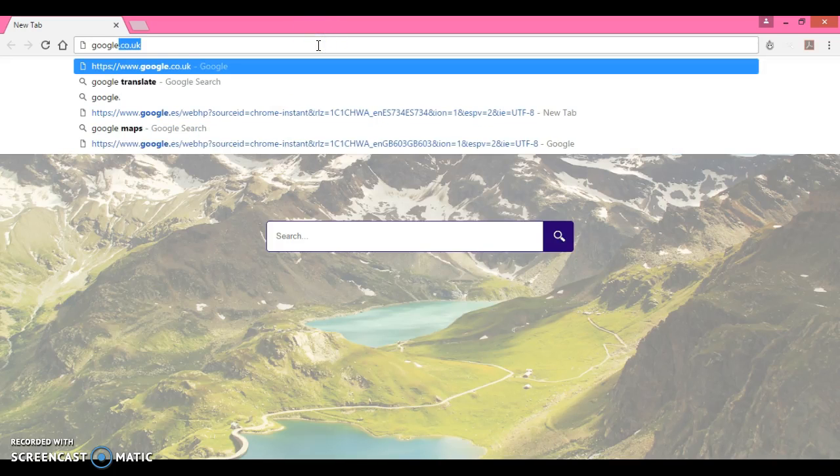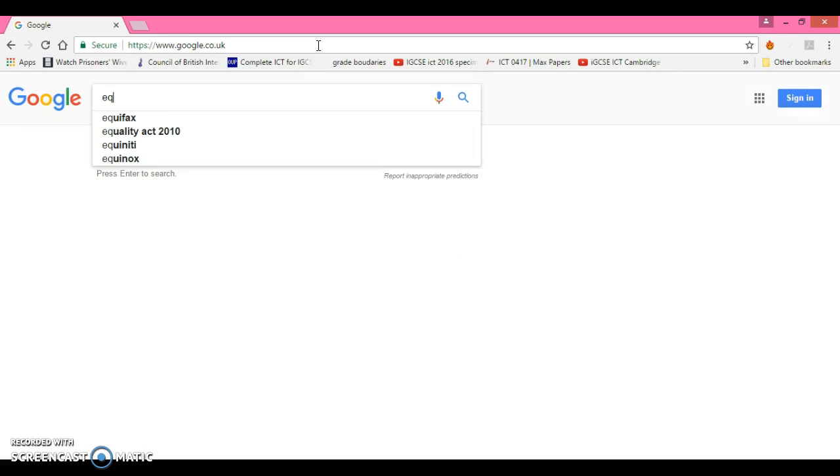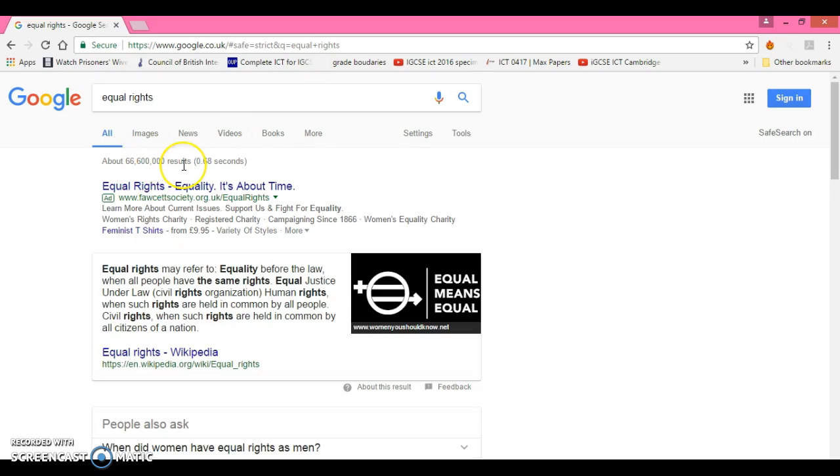So let's go on to Google. Think of a topic that you would have searched on the internet when you were doing your history homework, your geography homework, your science homework, maybe your socialis homework, okay? So there are lots of opinions on the internet, but we need facts, okay? So if I type in something where people have lots of opinions, like for example, equal rights, okay? Now, when I press enter, look at the amount of websites there are.